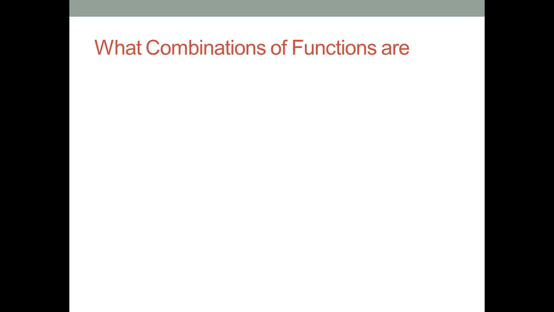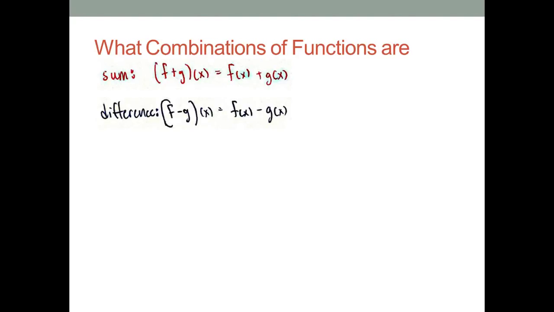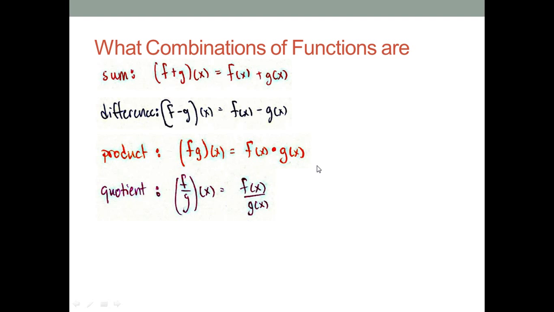So what are combinations of functions? All right, here we go. A sum is just adding them together. A difference is just subtracting. You can remember the simple vocabulary: difference means subtract. Product, of course, means multiply. So f times g of x is just f of x times g of x. And the quotient is f over g, or f divided by g of x.